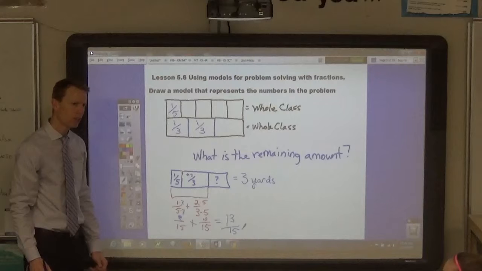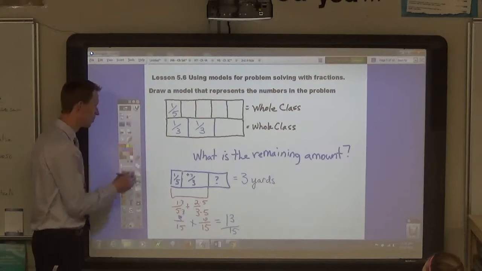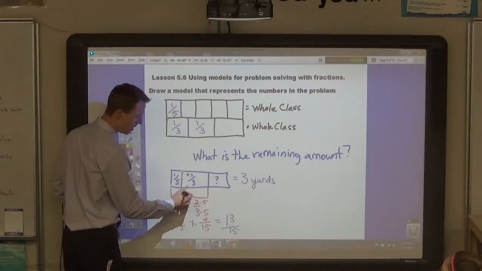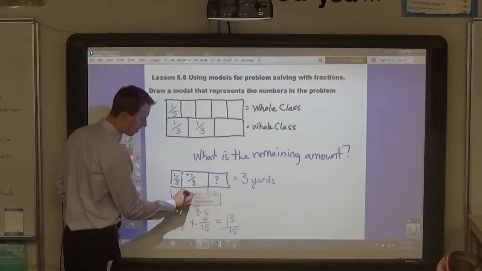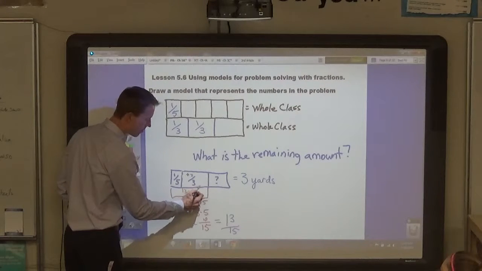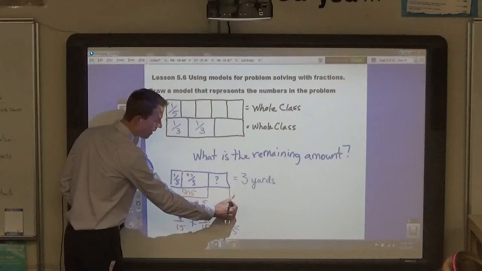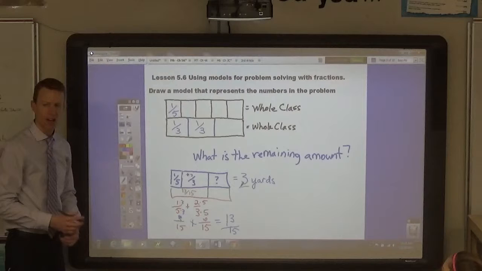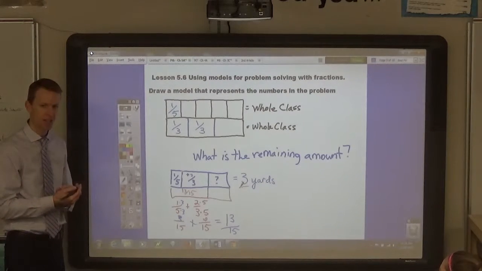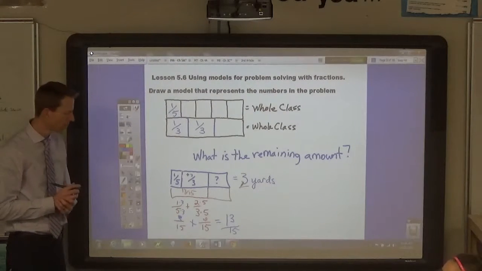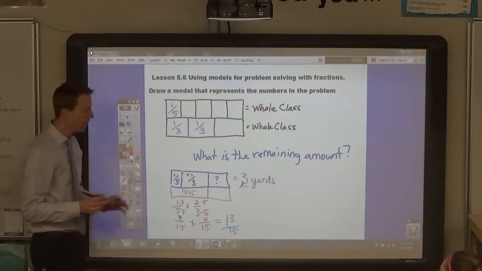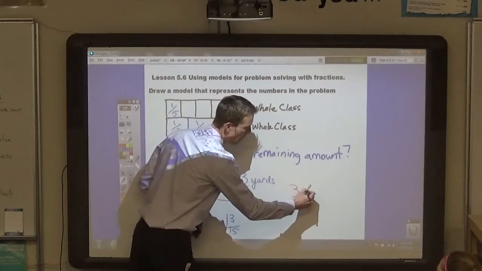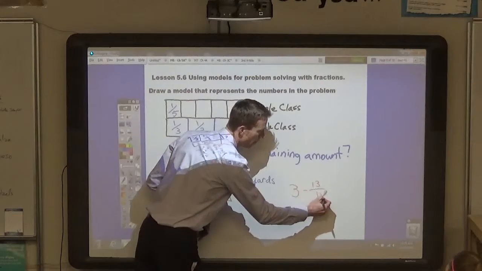No. Does that answer the question? No. What else do we have to do? Isn't that how much we have? Yeah. This is 13 15ths. We have to find this amount if the total is 3 yards, 3 whole yards. So now what do we have to do? We have to subtract 13 15ths from 3 yards. Yeah, so now our new problem is we have to figure out the missing amount. 3 minus 13 15ths.